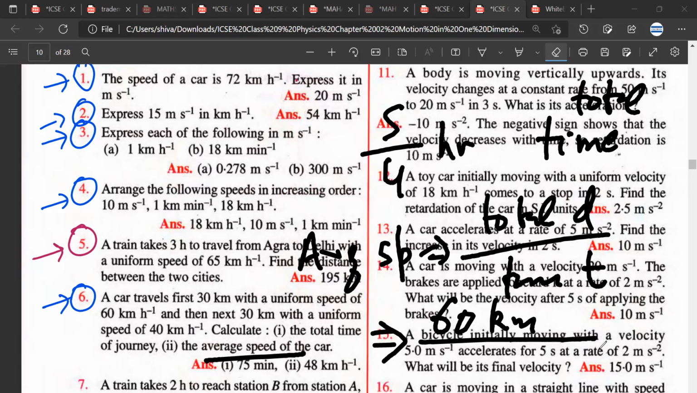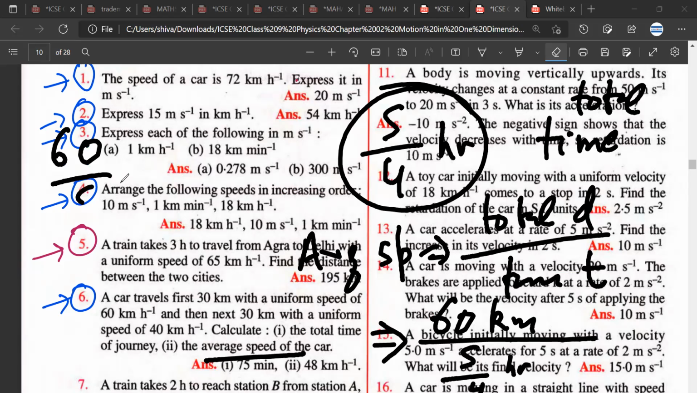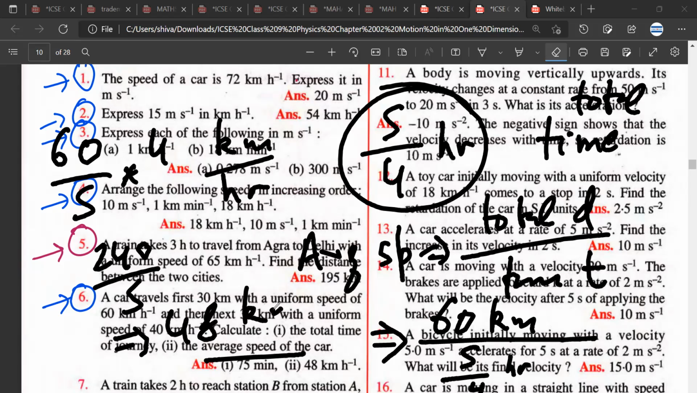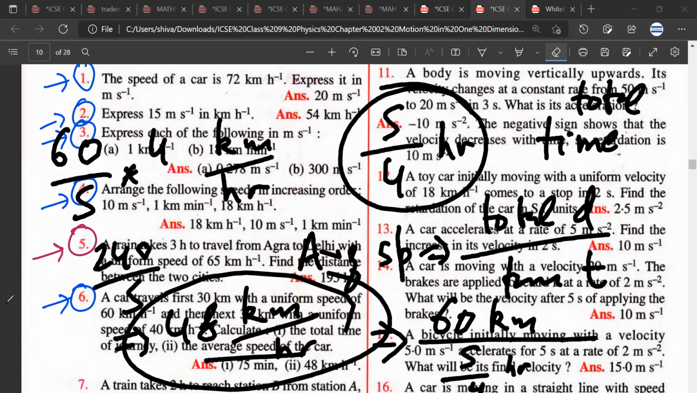How much is the total time? 75? Leave it as 5 by 4 hours. If you do upside-down work, there will be an accident. Why? Because I want my answer as 60 upon 5 into 4 kilometer per hour. Is my calculation correct? 240 by 5 is equal to 48 kilometer per hour. Are we clear?